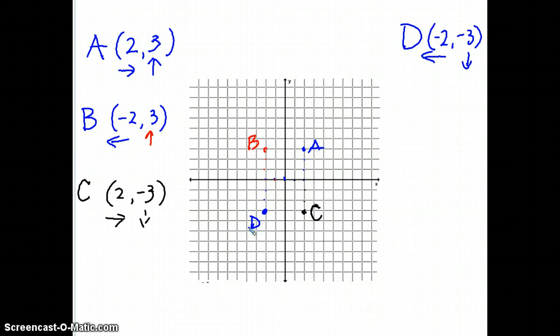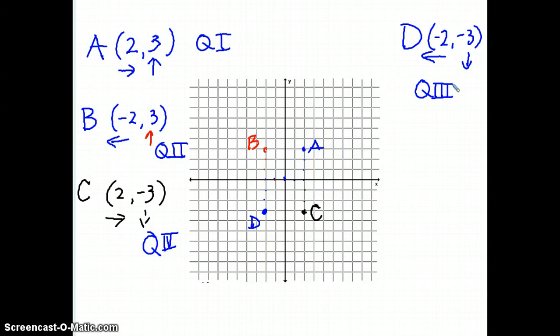And you can see that just by changing one sign will move you from quadrant to quadrant. So A was in quadrant 1, B was in quadrant 2, C was in quadrant 4, and D was in quadrant 3.